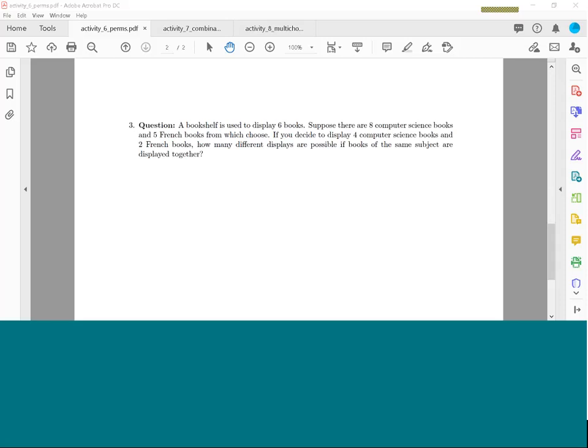Specifically, we've got a grand total of, find my cursor so I can highlight where we're at. We've got a grand total of 8 computer science books. We've got a grand total of 5 French books. Don't know what they are. We're going to assume they're different copies, not duplicated copies of the same book. And what we want to do is we would like to display 6 of those books on a bookshelf.